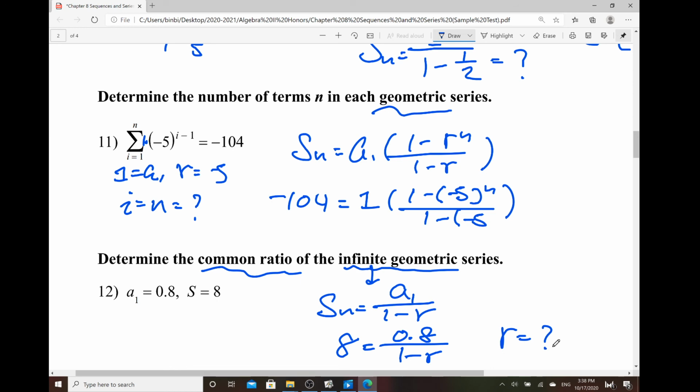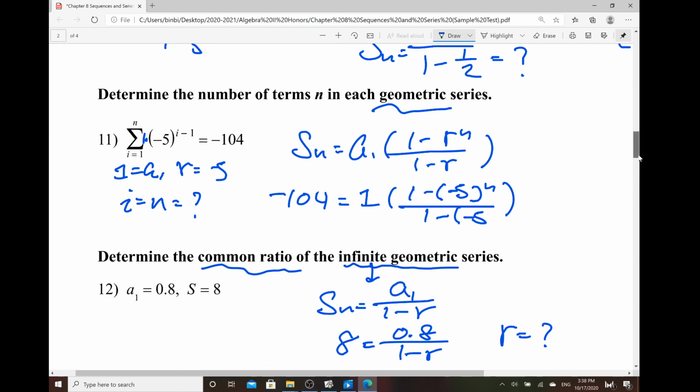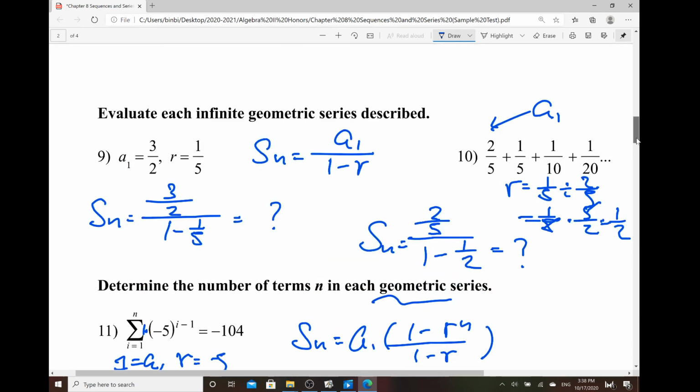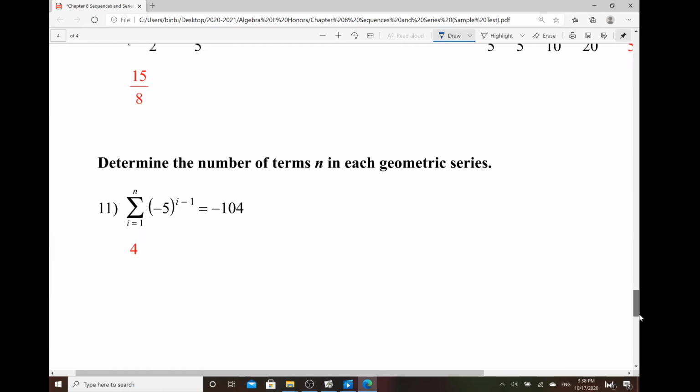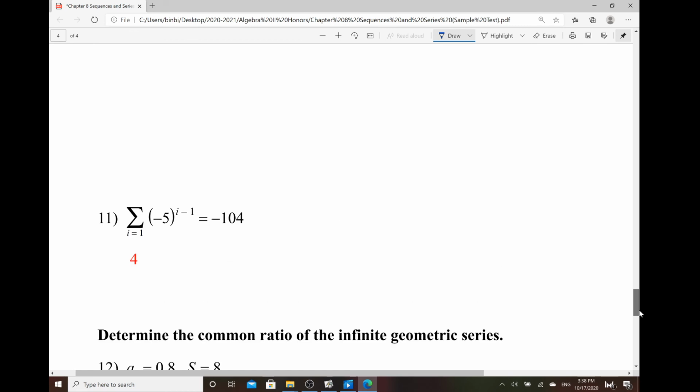Okay? And let's see what else. That's it. And the rest of the solution here, once you find them, you can always check your work. Okay? So always check your work.